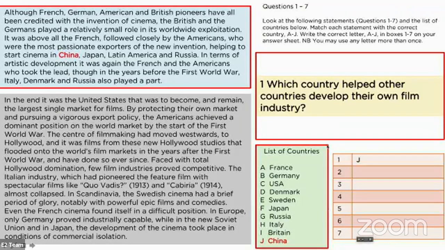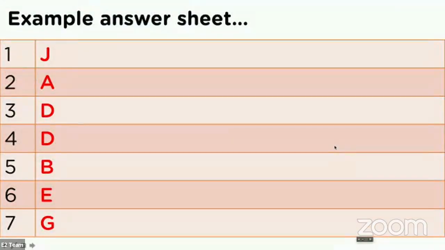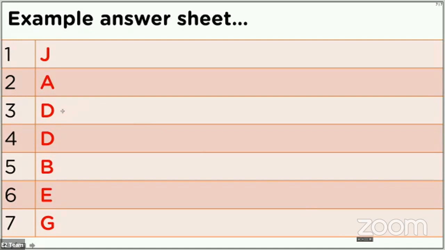That's how this works. So at the end of this little mock test that I'm about to give you, your answer sheet will look something like this. Now you might notice that I've used the letter D, for example, twice. That is also possible because one country might do two things. So just be careful with that. In other words, you can use the same country more than once, okay?